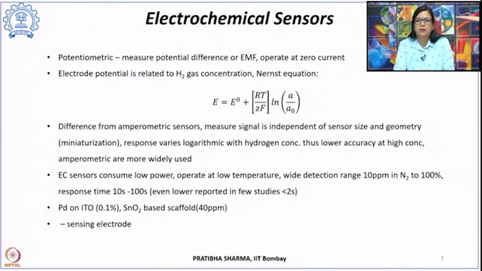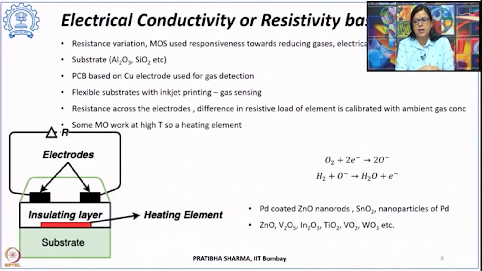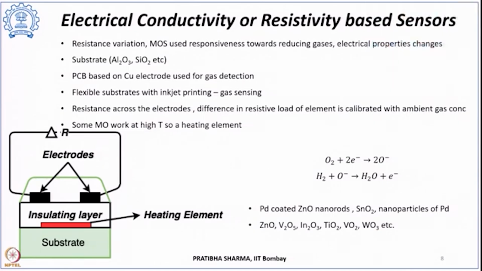Now there are different materials which could be used in the electrochemical sensors, like palladium on ITO, which has been found to have a limit of detection of 0.1%. Tin oxide based scaffolds have been used, and it has been found that they can operate at a higher temperature, at the same time they can have a limit of detection of 40 ppm. So these are the general types of electrochemical sensors which are used.